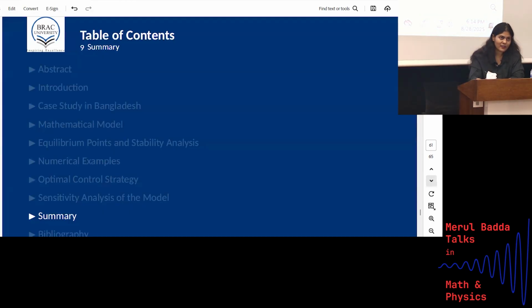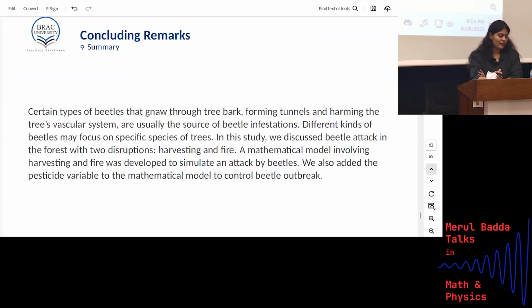So, summary. Trees are very important in our forest ecosystems, and beetles are a threat to our forest. In our study we try to describe the beetle attack in our forest with two disruptions, harvesting and fire. We also try to minimize the attack by using pesticide in our model.